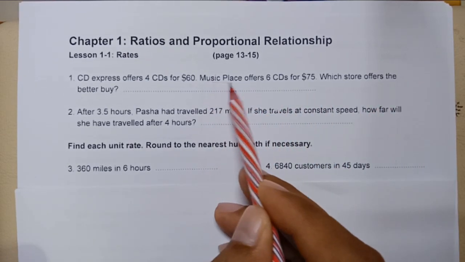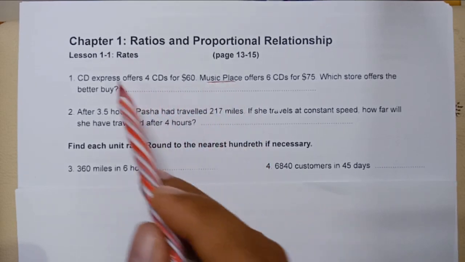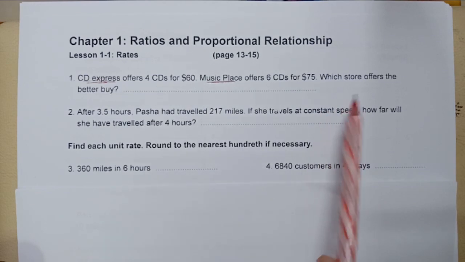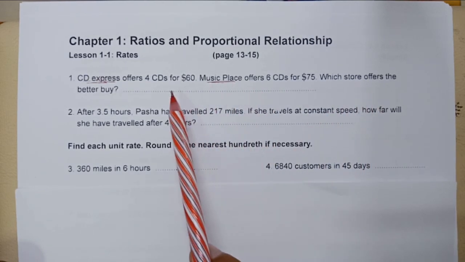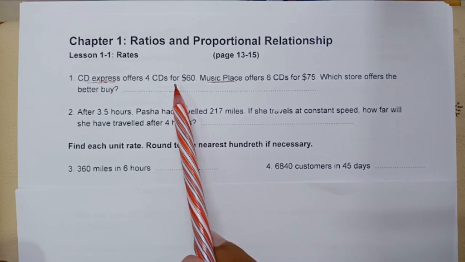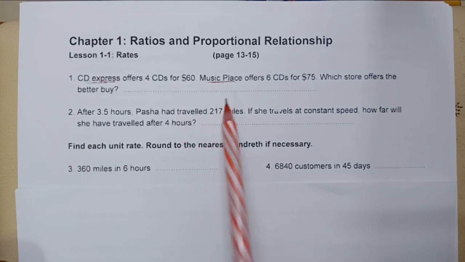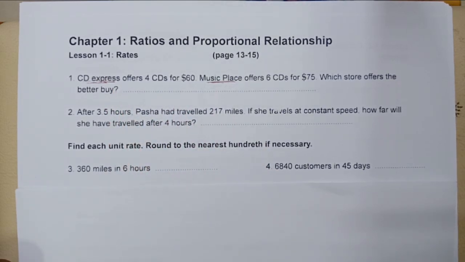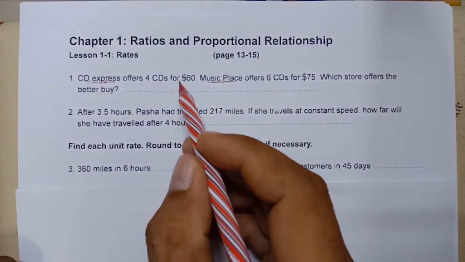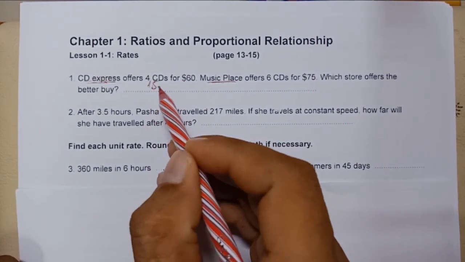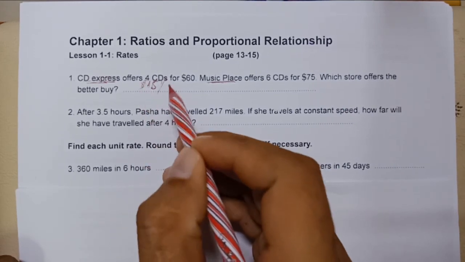So you have Music Place and CD Express, these two stores here. Before you can determine which store offers the better buy, you need to find which of the two stores has the lowest price per CD. Let me get this one first. For CD Express, you get 60 divided by 4, which gives you $15 per CD.